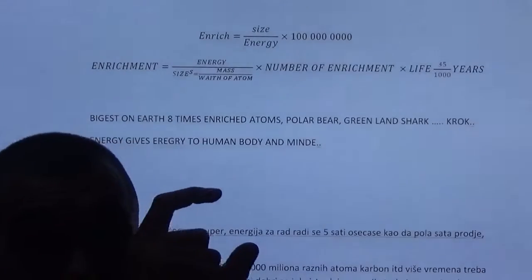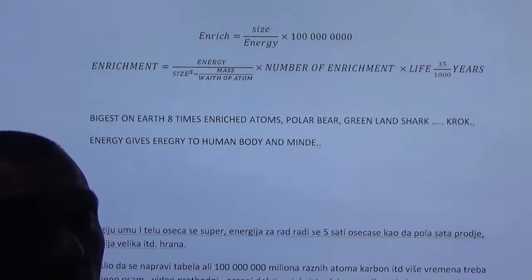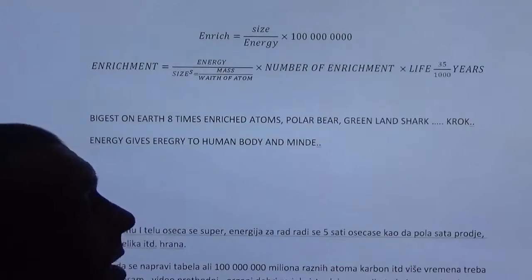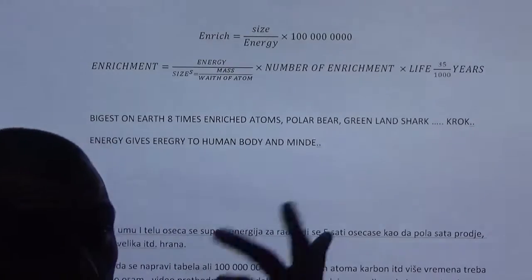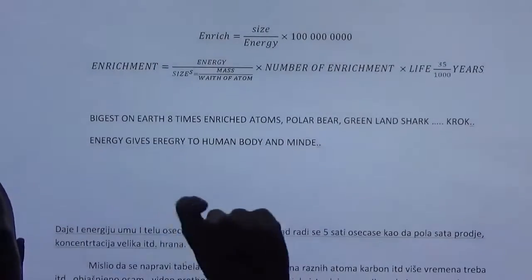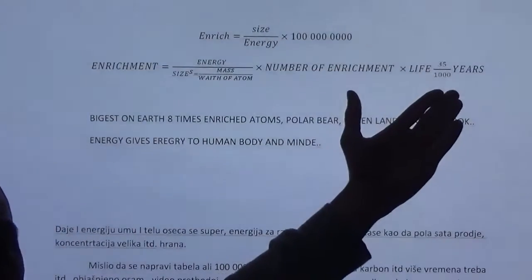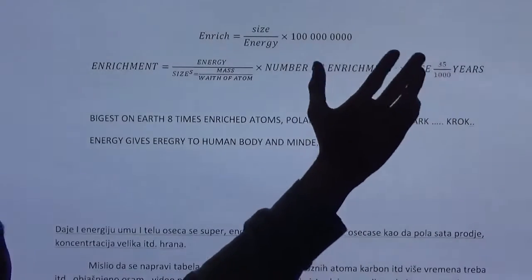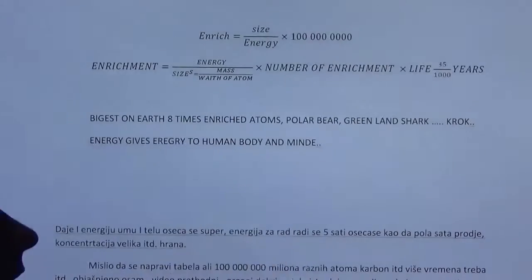So that's 2 times enriched atoms. Milk is a very high and good enrichment of atoms in nature because it is meant for infants, for them to grow and gives good plasmas in blood and everything. But that's 2 times enriched milk. So a Greenland shark eats something 8 times enriched. It's just an explanation in nature.